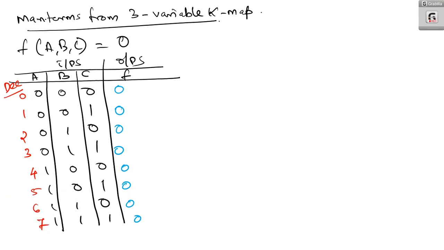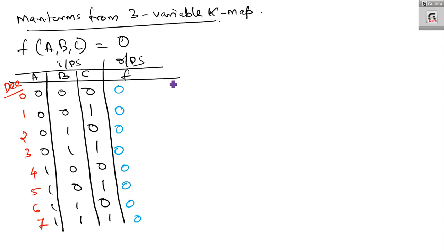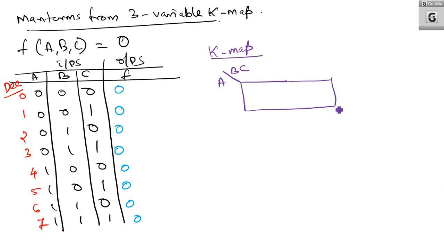Now I am going to draw the K-map. To draw the K-map, I have three variables. So A is kept on one side and B, C is kept on another side. Similarly, I am having two rows here and four columns, with the combinations 0 0, 0 1, 1 1, and 1 0. So how should you write here is, see.